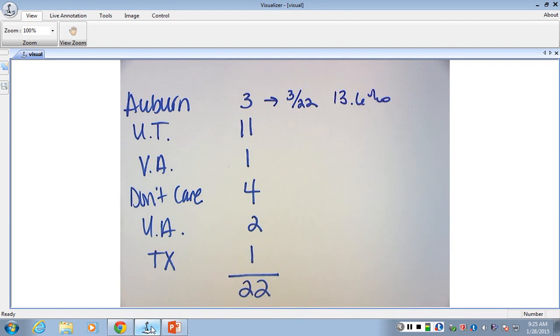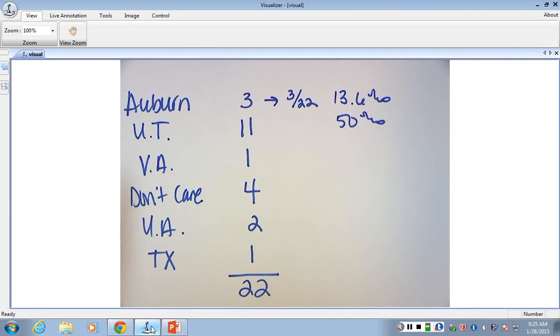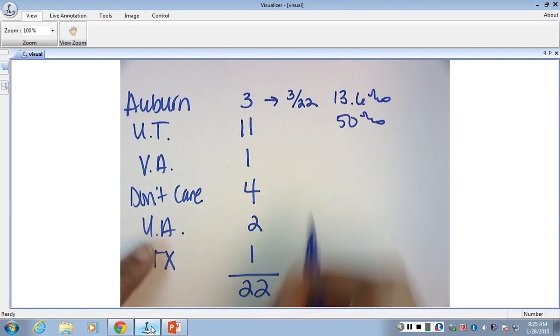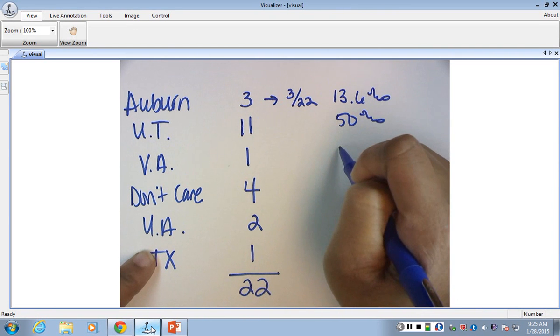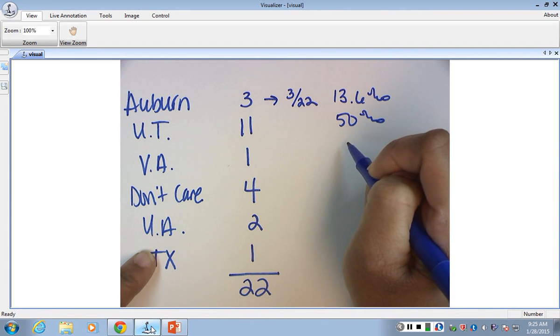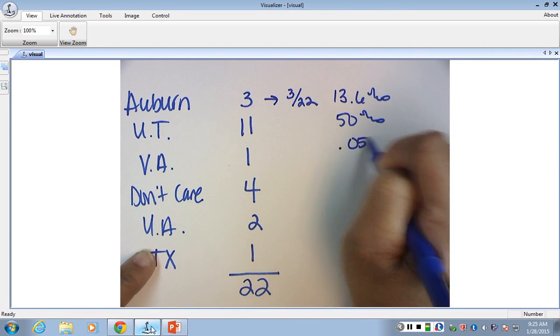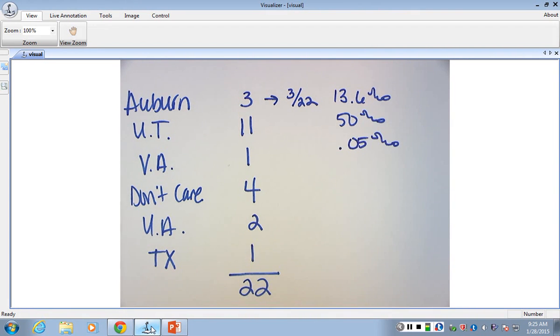So 11 divided by 22, what's that going to be? Half of y'all. 50%, right? 1 divided by 22. I got to go to 2 decimals to represent you on the graph. 0.05.